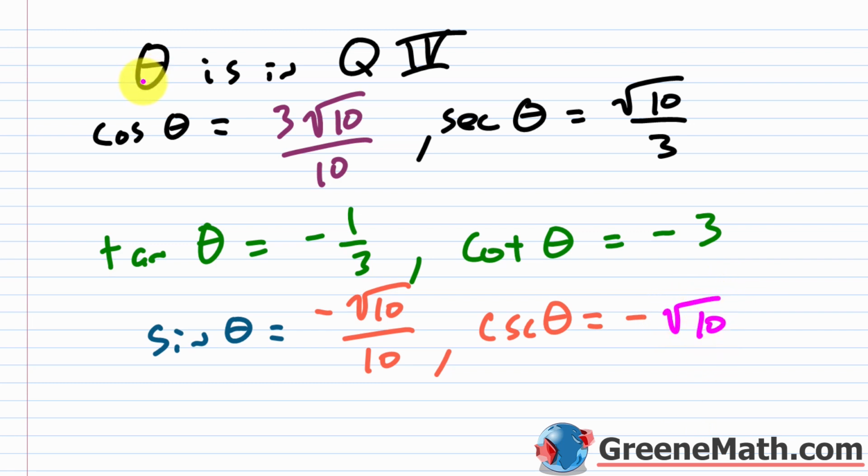So again, we found that theta is in quadrant 4. Your cosine of theta is 3 times square root of 10 over 10. Your secant of theta is square root of 10 over 3. Your tangent of theta is negative 1/3. Your cotangent of theta is negative 3. Your sine of theta is negative square root of 10 over 10. Your cosecant of theta is negative square root of 10.